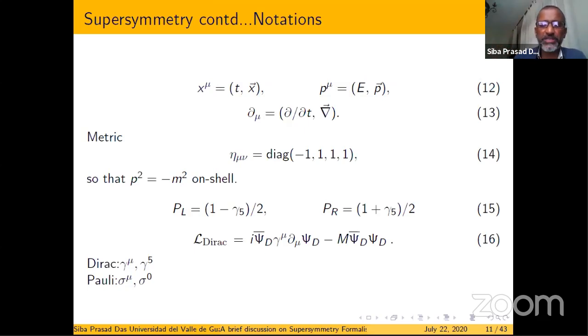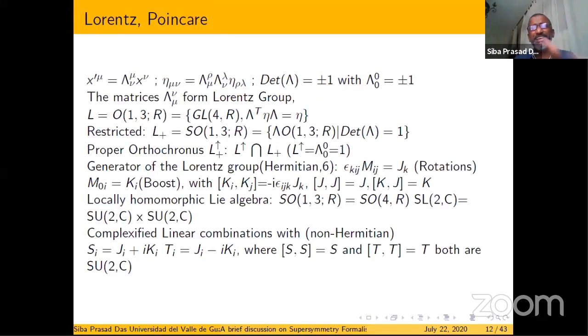And these are the projection operator, and these are the Dirac equation for a fermion in a 4-component notation. Whenever I talked about the psi d, this is a 4-component notation. So gamma mu, gamma phi are the Dirac matrices, sigma mu, sigma 0. These are the Pauli matrices in the 2-component form. So here I'm not very expert, but I will tell you the main flavor of that.